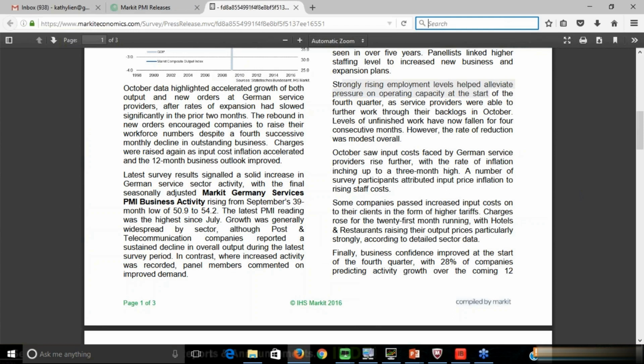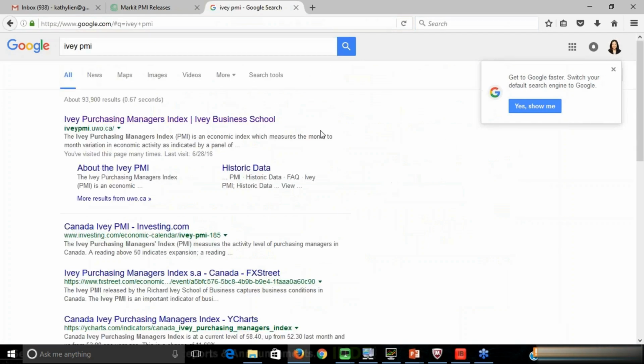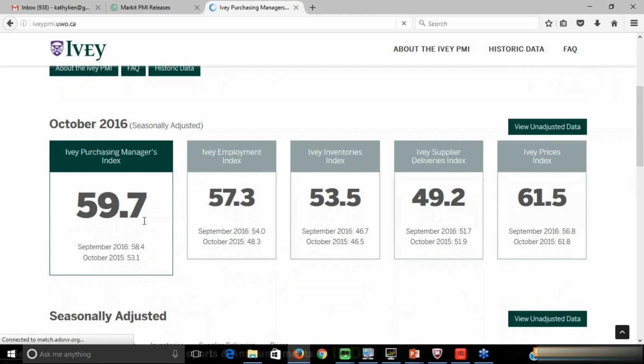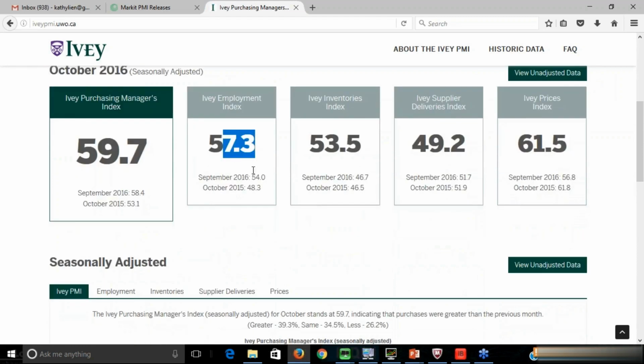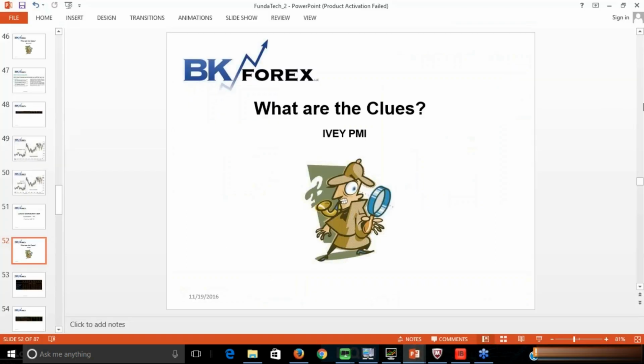Just Google search IVPMI. First link that comes up, that's what you want, I hope. And that's what you want here. 57.3 on the very first page. The latest reading is 57.3. The previous reading is 54. I think it's a different month that we're looking at, because the latest one, CAD and U.S. employment, came out on the same day. But this is how you would access the information. Publicly available, completely free, just a little bit of work to give yourself a nice edge.